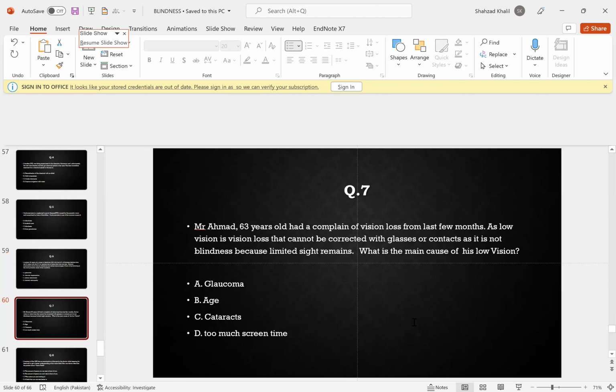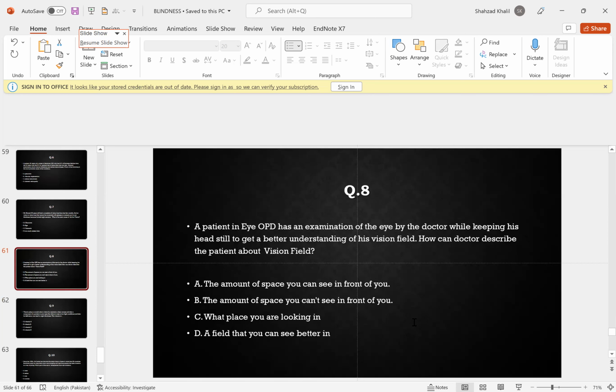Mr. Ahmad, 63 years old, had a complaint of vision loss for the last few months. Low vision is a vision loss that cannot be corrected with glasses or contact lenses, and it is not blindness because limited sight remains. What is the main cause of his low vision? Glaucoma, age, cataracts, or too much screen time? C. Yes, cataract is the most common cause. And it is not complete blindness, some sight remains in it.